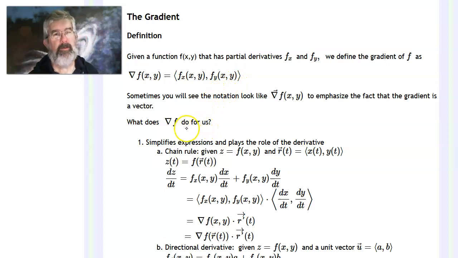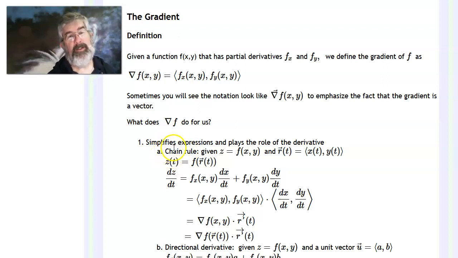Now, what does this gradient do for us? Well, I'm glad you asked. It does stuff for us algebraically and geometrically. Algebraically, it simplifies some expressions and ties some things together. For instance, the chain rule, right? Given a function of two variables and a vector function, r of t is x of t comma y of t, you can think of the output z as a function of t because you can calculate r of t and then you take the x and the y from that and plug it into f anyway. So you have z of t is f of r of t.